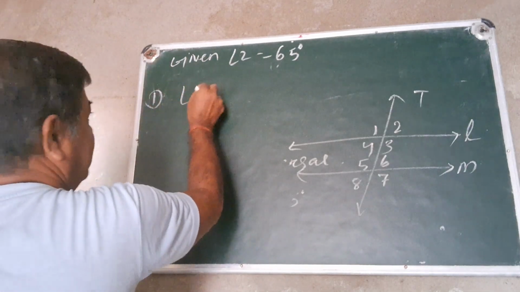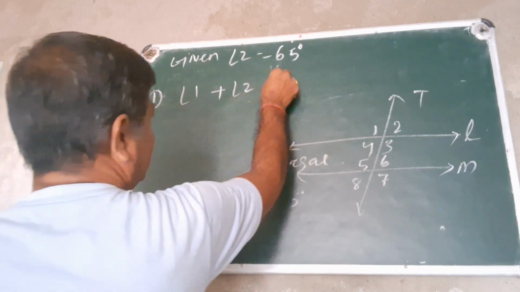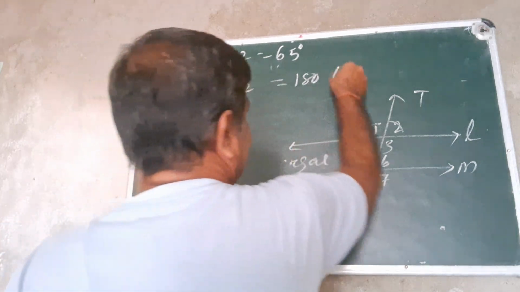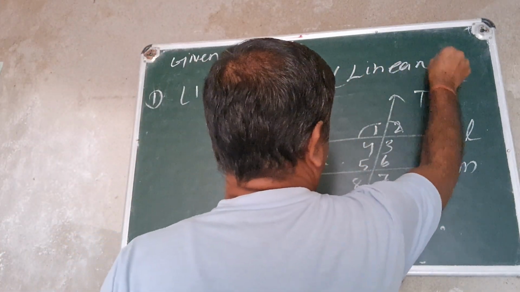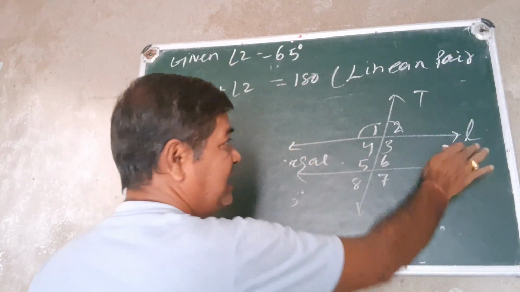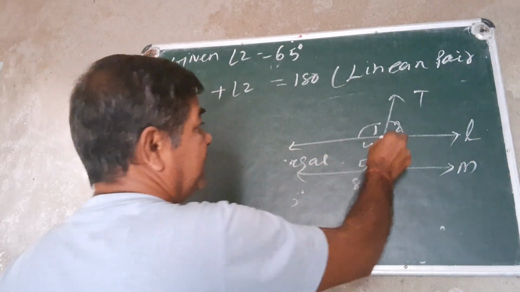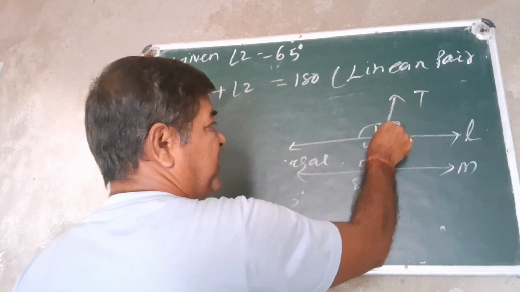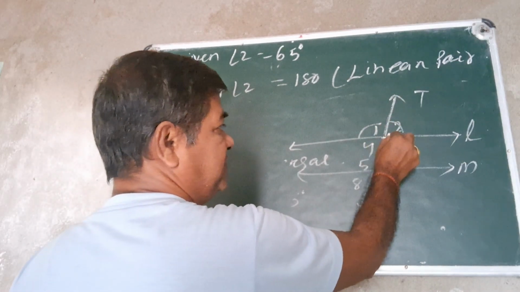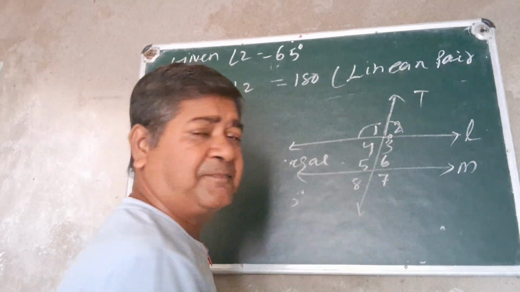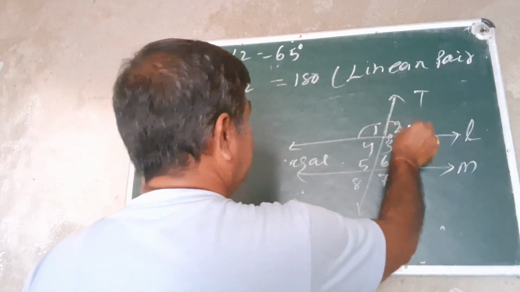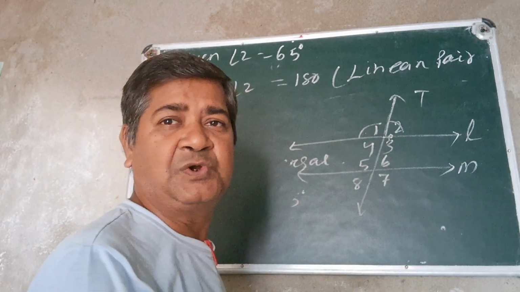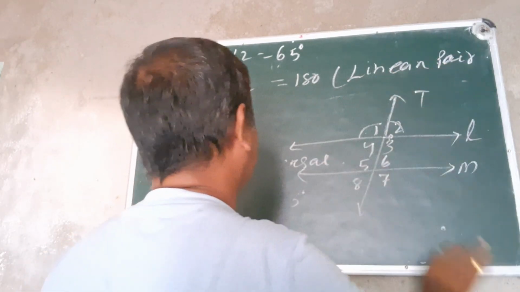Angle 1 plus angle 2 equal to 180 degrees. Why? Linear pair. L is a straight line, and T, this line, is a ray. Let this point be P. PT is a ray. Angle 1 plus angle 2 makes a linear pair. The sum of a linear pair is a straight angle, 180.